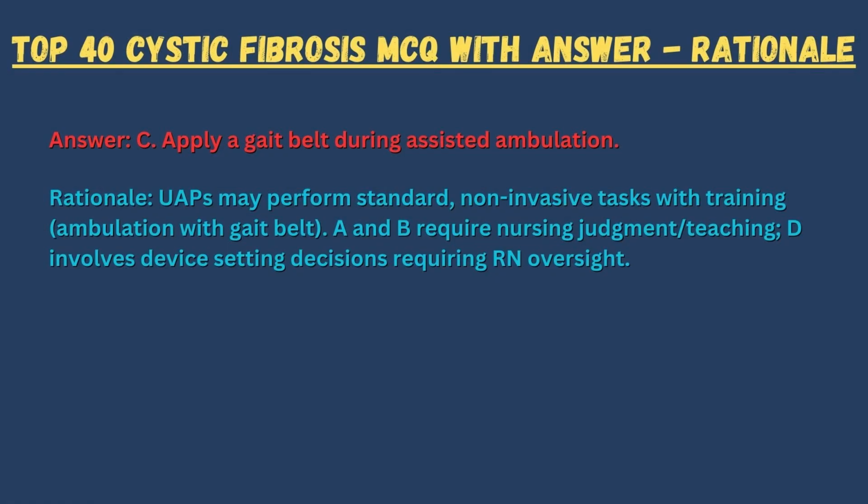Answer. C. Apply a gait belt during assisted ambulation. Rationale. UAPs may perform standard, non-invasive tasks with training, such as ambulation with a gait belt. A and B require nursing judgment or teaching. D involves device setting decisions requiring RN oversight.